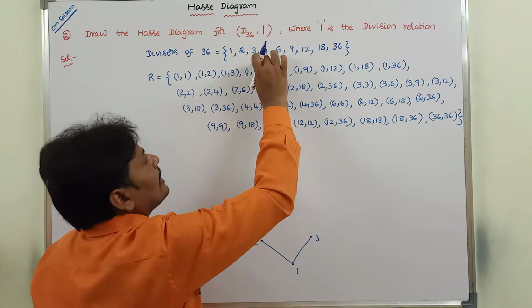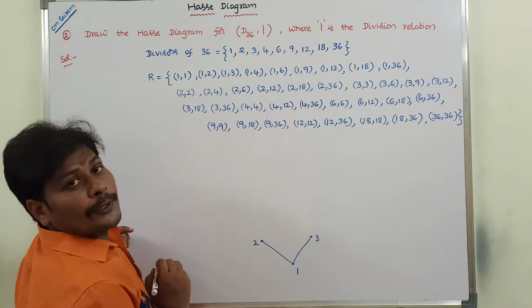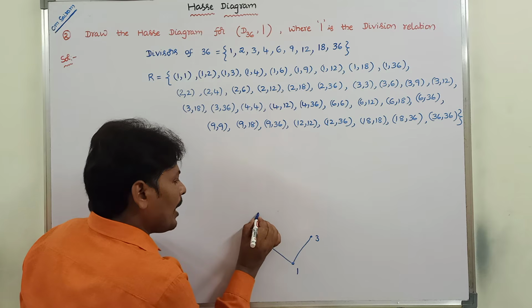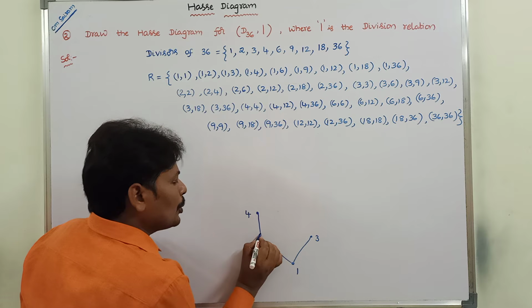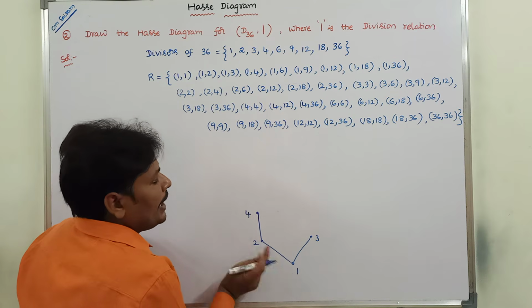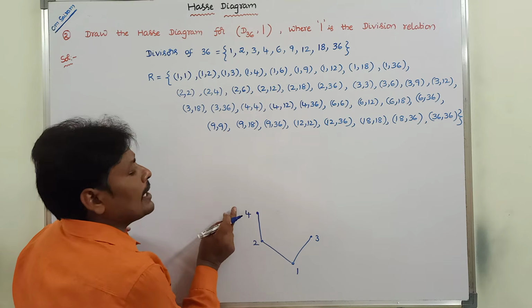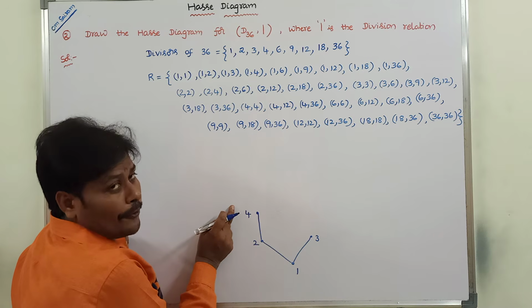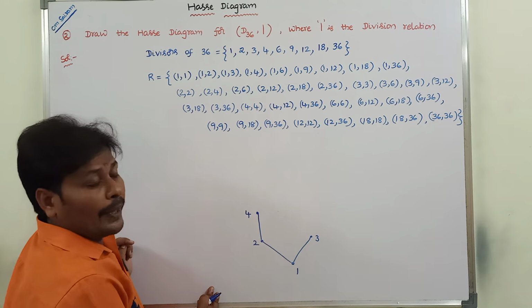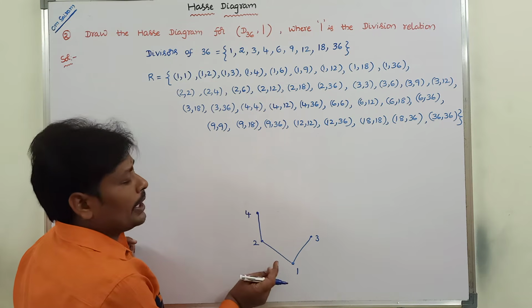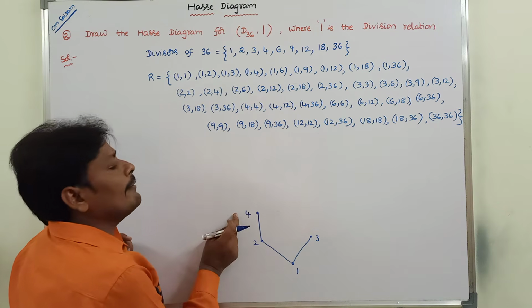Next element is 4. So 1 divides 4. 2 also divides 4. So we have to draw the edge between 2 and 4 because 2 divides 4. Here 1 divides 2, 2 divides 4. According to the transitive property, 1 also divides 4. We do not draw the edge between 1 and 4, because according to the transitive property, 1 divides 2, 2 divides 4, so automatically 1 divides 4.